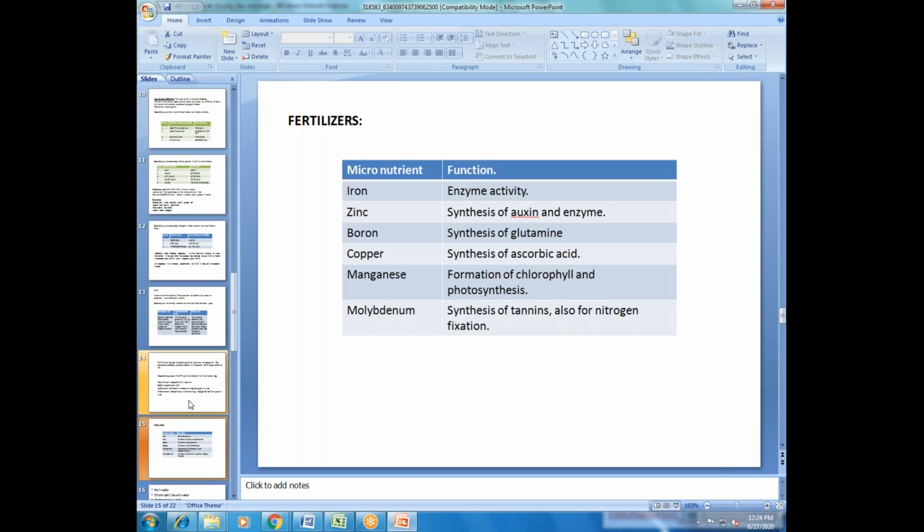So probably we are not getting them, but these are the few nutrients which are very essential for plant growth. Iron for enzyme activity, zinc for synthesis of auxin, which is a hormone and enzyme. Boron for synthesis of glutamine, an amino acid. Copper for synthesis of ascorbic acid. Manganese for formation of chlorophyll and photosynthesis. Molybdenum for synthesis of tannins and also nitrogen fixation. These are a few micronutrients required for the plant.